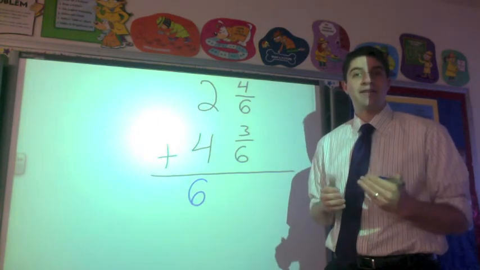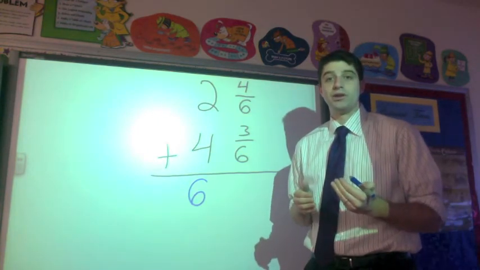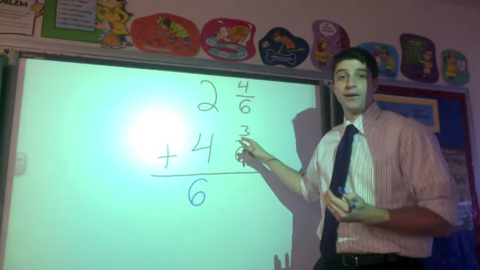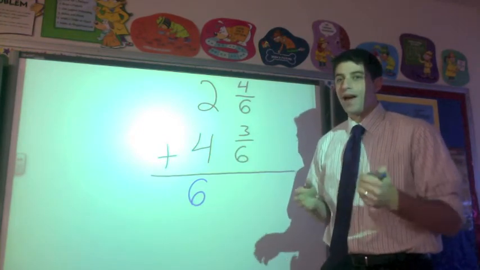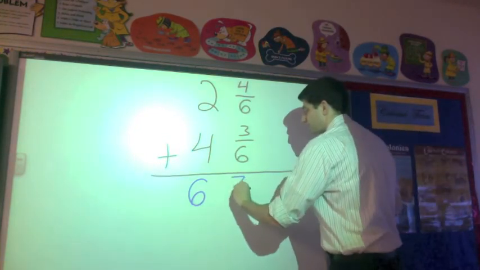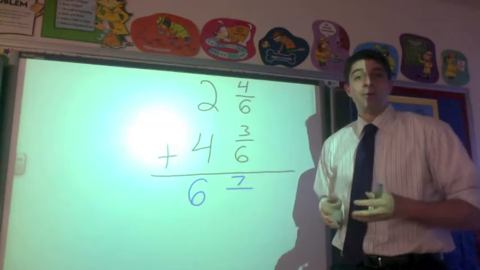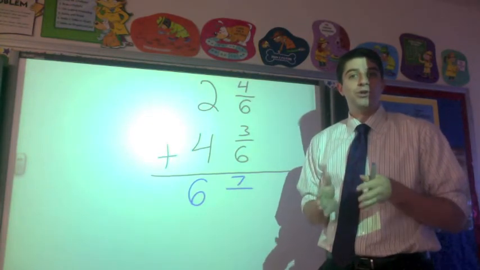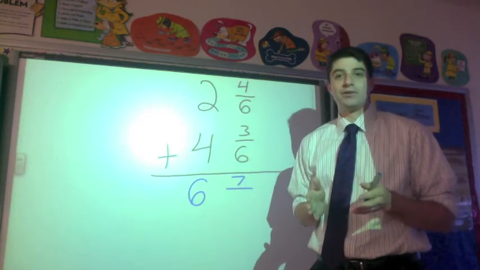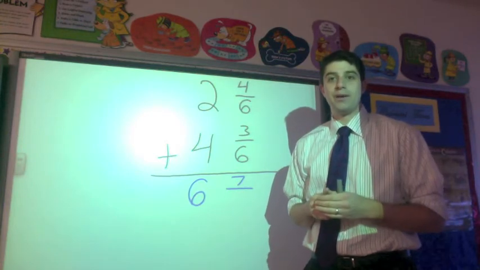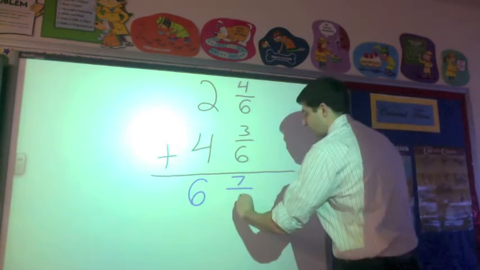Now I just have to add my numerators, 4 and 3. If I add 4 and 3, I do get 7. And if you remember from the previous lessons, we do not add our denominators. So we keep our denominator the same, which ends up being 6.